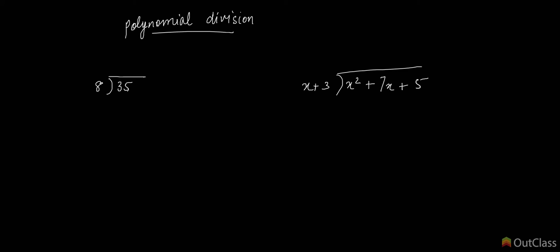Now, how many 8s will fit inside 35? We know that 4 8s will fit inside 35. You will get 4 8s are 32. There are 3 more. We can't do anything about this 3. That's your remainder. The 4 was your quotient.